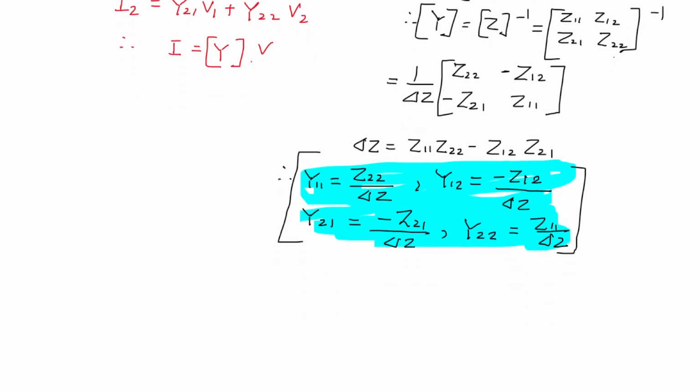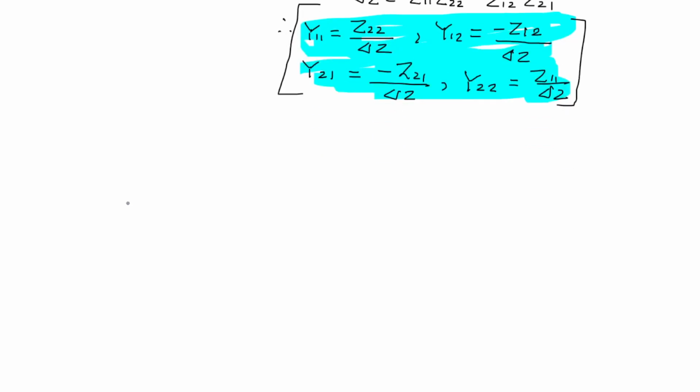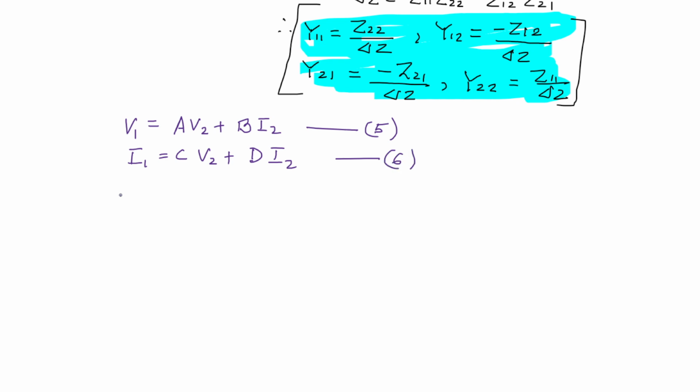Next, moving on, let us say we have the ABCD parameter. The fundamental equations for the ABCD parameter are V1 is equal to AV2 plus BI2, and I1 is equal to CV2 plus DI2. Let us mark them as equation number 5 and equation number 6.